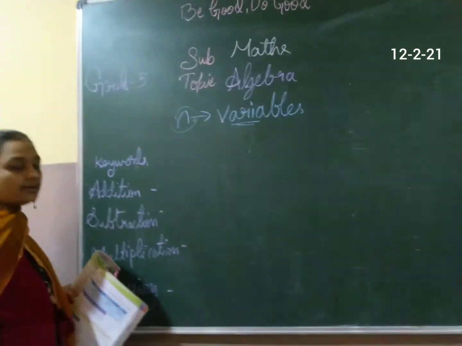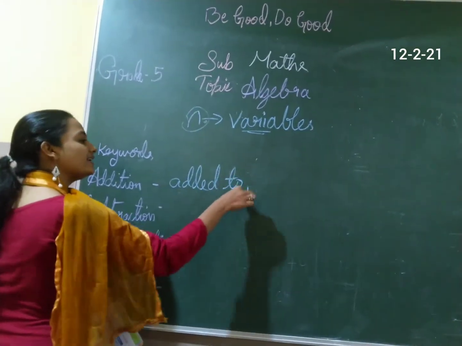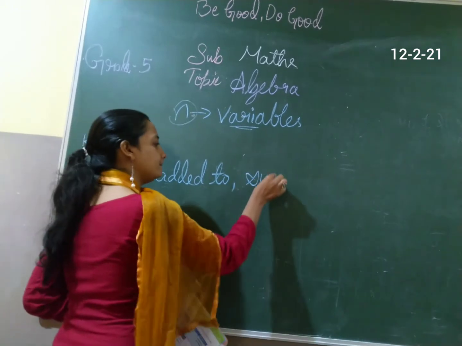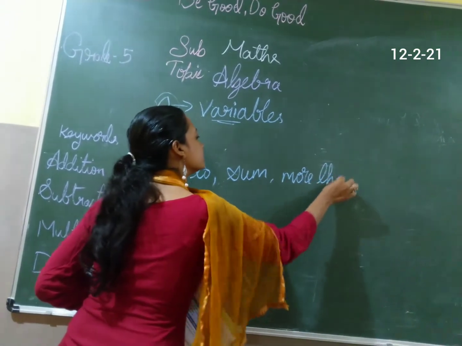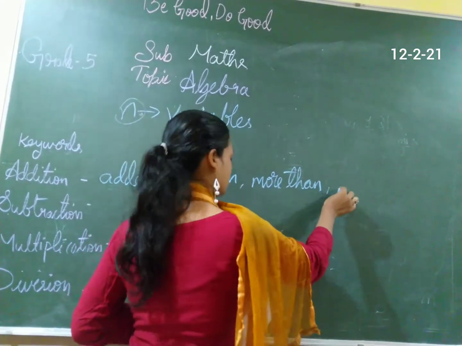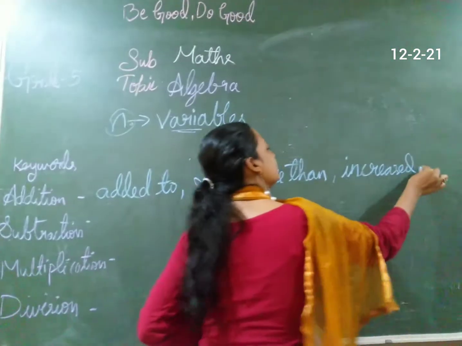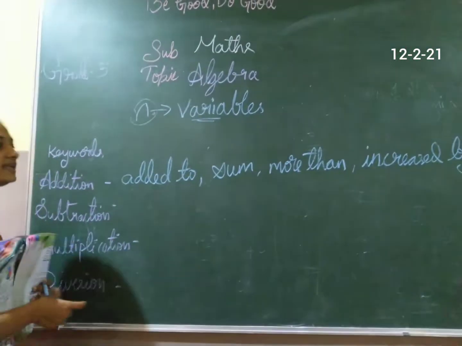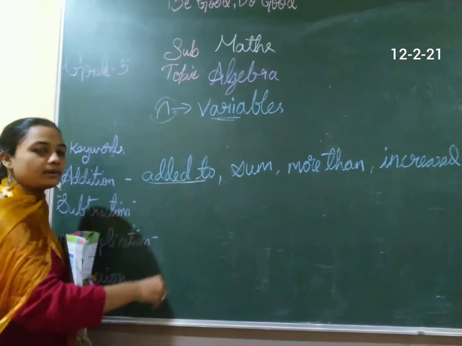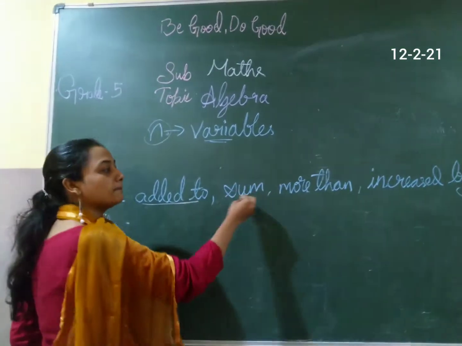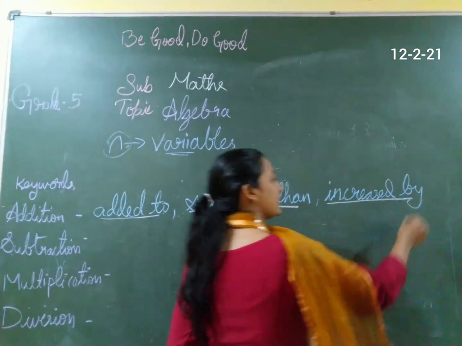So for addition, if you see the keywords added to, some, more than, increased by, in any sentence, it means you should add a number to the variable or add the variable to some number. That is added to, some, more than, increased by.